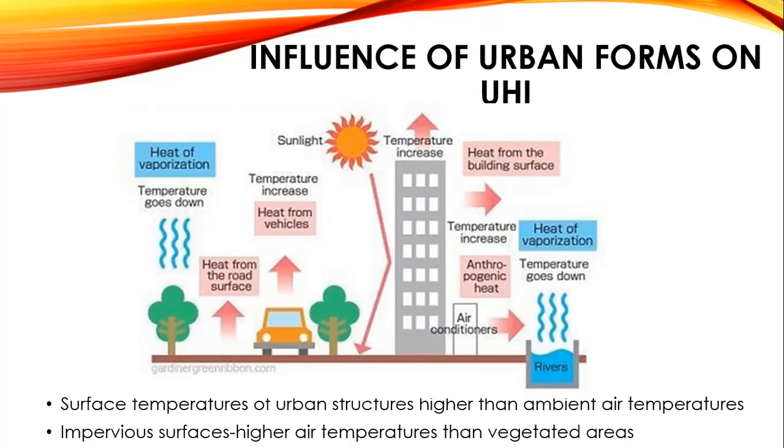So the surface temperature of urban structures tends to be higher than the ambient air temperatures that we have. This is what one needs to understand, and also what kind of land cover we should have. You find that water is equally very good because it tends to absorb heat and allows the temperatures to go down, because it has a high thermal capacity.